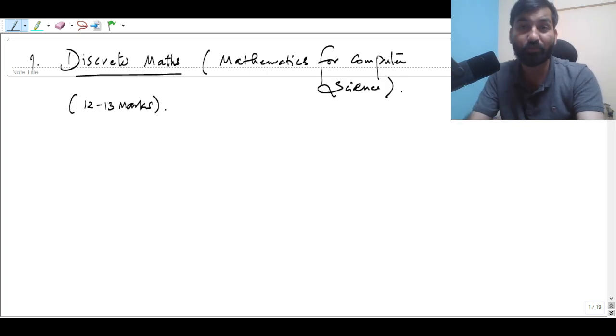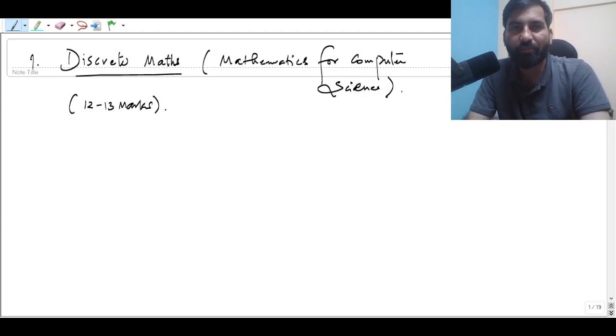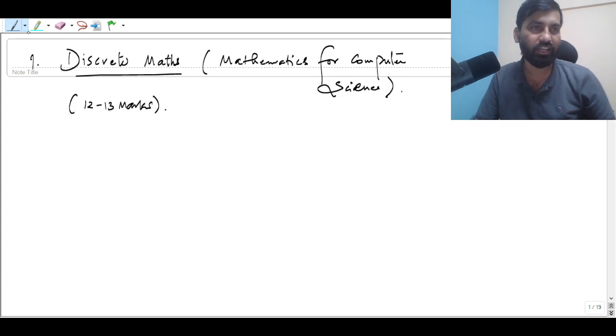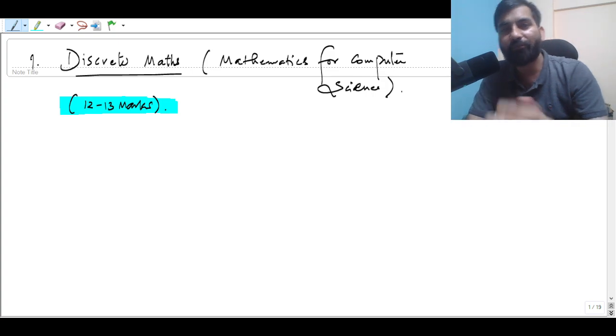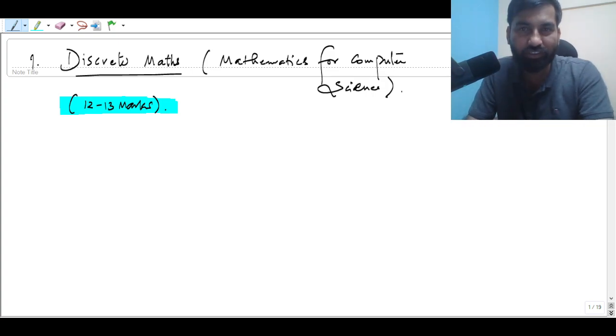What are the topics that you have to prepare for discrete mathematics, okay? So as you can see, for GATE computer science, discrete mathematics is asked for nearly 12 to 13 marks, okay? And if they link discrete mathematics with other subjects like algorithm, data structure, or TOC, okay, this weightage can also increase, remember. So this subject plays an important role as far as GATE computer science is concerned.